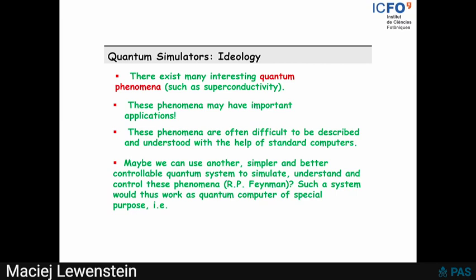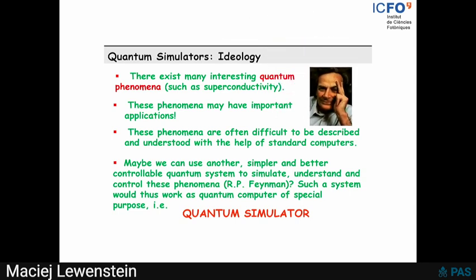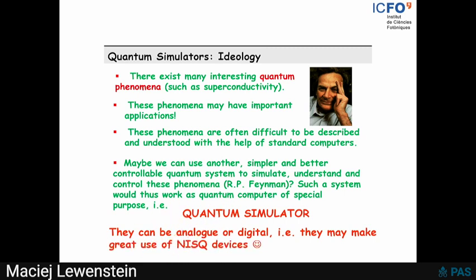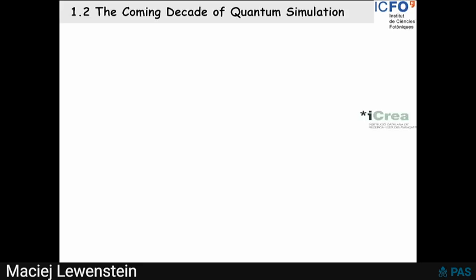And finally, now comes the Feynman idea. Maybe we can use another simpler and better controllable quantum system to simulate, understand, and control this phenomenon. And such a system would work as a quantum computer of special purpose, and Feynman termed it a quantum simulator. The first general comment is that, of course, they can be digital, so that it can make great use of existing NISQ devices, like superconducting qubit computers. But they also can be analog, and in most cases, as Emmanuel says, they are analog nowadays.